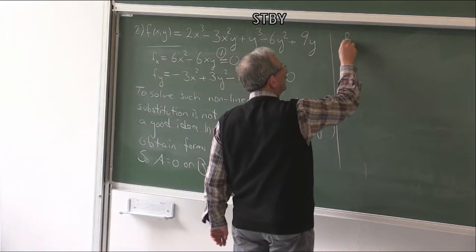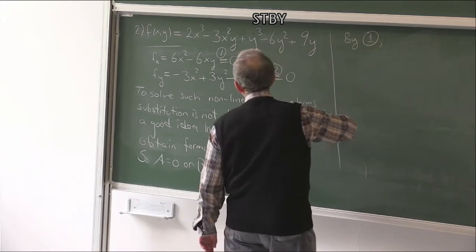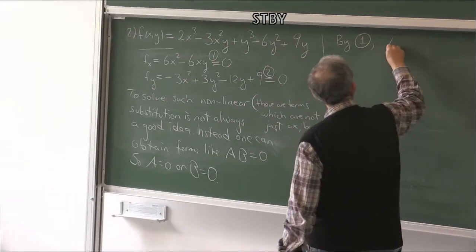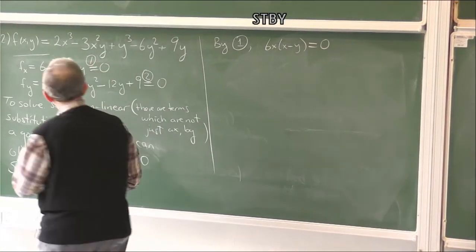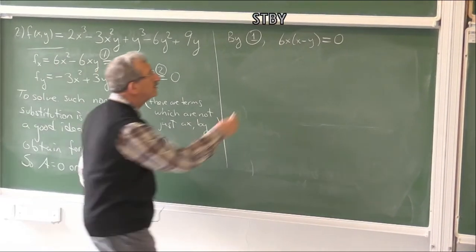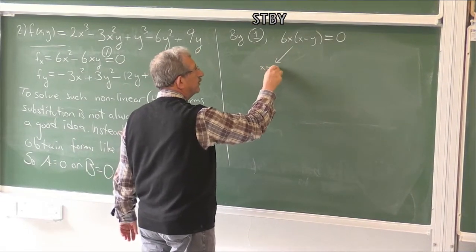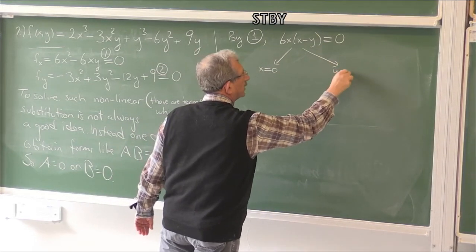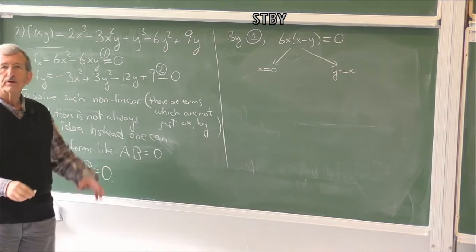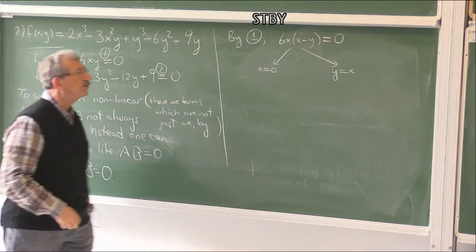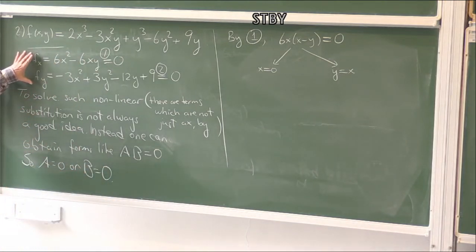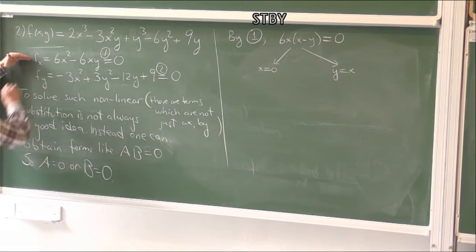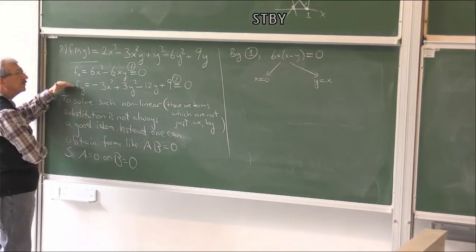So firstly, by 1, we have factoring 6x, x minus y is 0. So there are two possibilities. Either 6x is 0, that means x is 0, or y is equal to x. We want this equation to be correct, so there's only these two ways. Well, if x is 0, now we still have these two equations. Clearly, one is trivially satisfied because we used one to get this. Now, put this in 2.